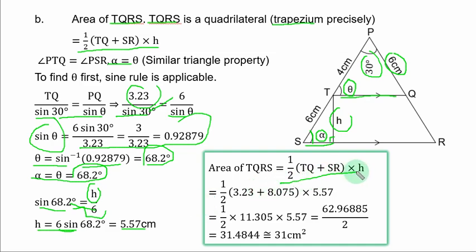Back to the area of the trapezium. The formula is this. You have parallel sides, their sum is this, then times the height. So you have 1 over 2. If you add the parallel sides, you have 11.305 times the height. So everything simplifies to this. When you divide, you have 31.4844. To the nearest whole number, you have 31 square centimeters as the area of TQRS.